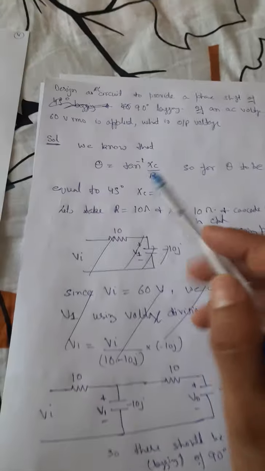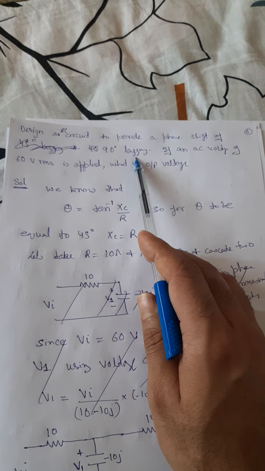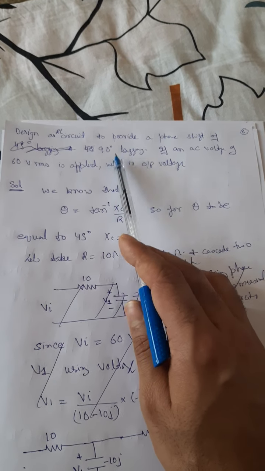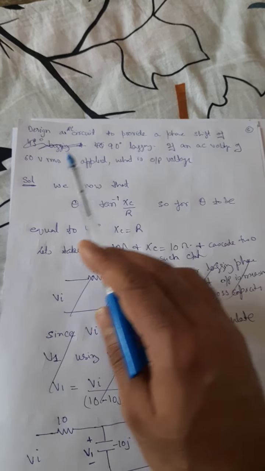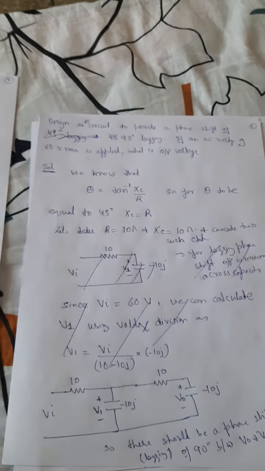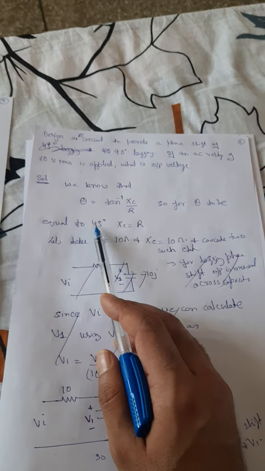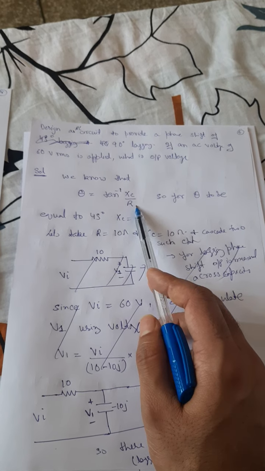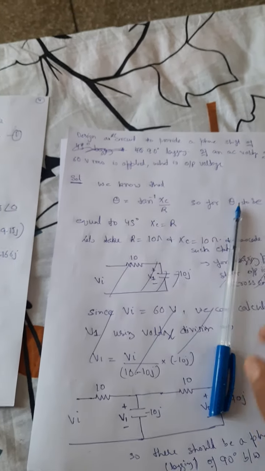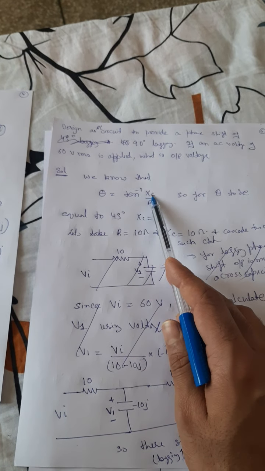Okay. So suppose we are asked to design an RC circuit to provide a phase shift of 90 degrees lagging. Since it is saying lagging, the output should lag the input. Okay. So if an AC voltage of 60 volt RMS is applied, what is the output voltage? We know that theta is equal to tan inverse XC by R. So for theta to be equal to 45 degrees, XC should be equal to R. Theta will be 45 degrees when XC is equal to R.